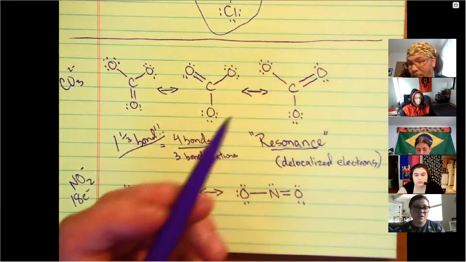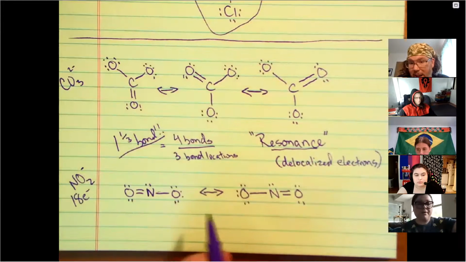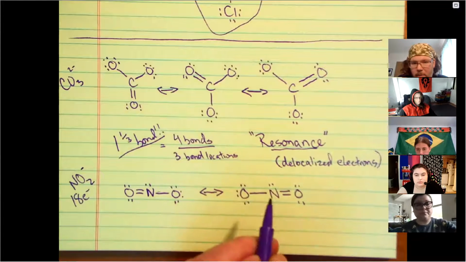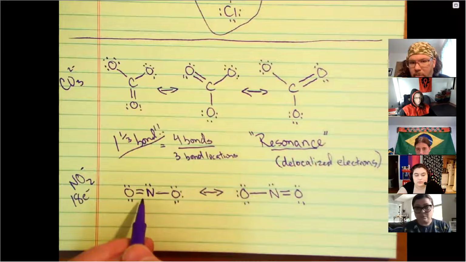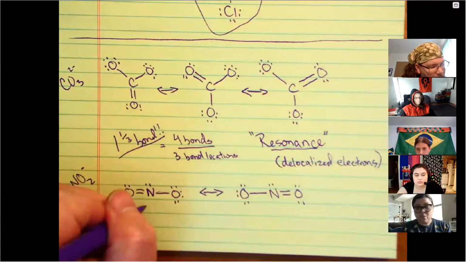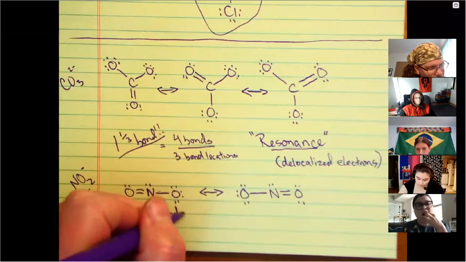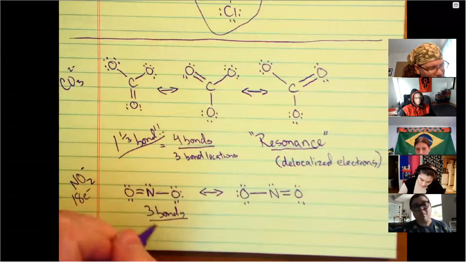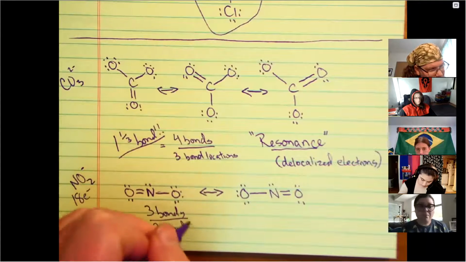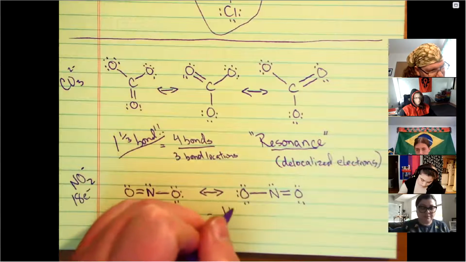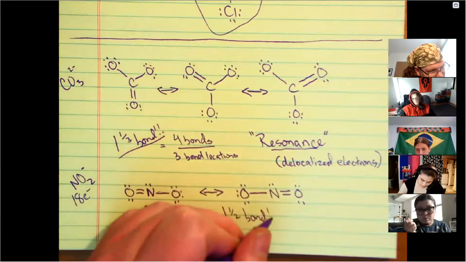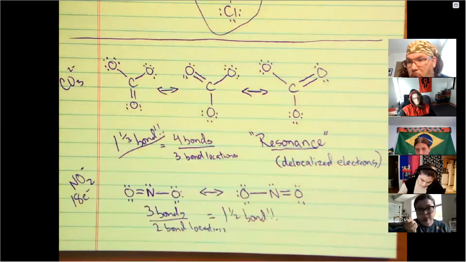This is something we have to think about when we draw Lewis structures that have multiple resonance forms. So what would the bonds look like in nitrite? If we have 3 bonds averaged over 2 bond locations, those bonds between nitrogen and oxygen in nitrite are 1.5 bonds.